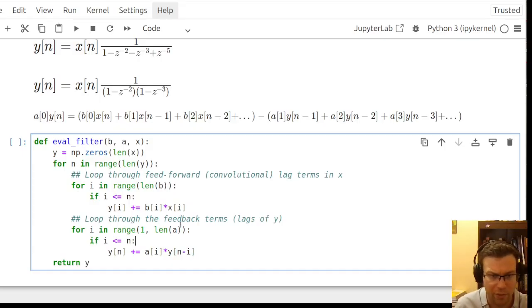Oh, I had a little mistake up here. I meant to say here, this is n minus i, right? Okay, good. So x of n minus i looks right. So we get x of n, x of n minus 1, x of n minus 2. And down here we get y of n minus 1, y of n minus 2.